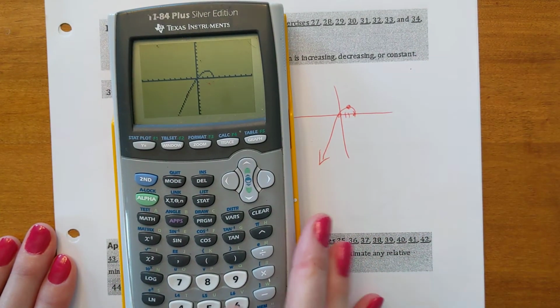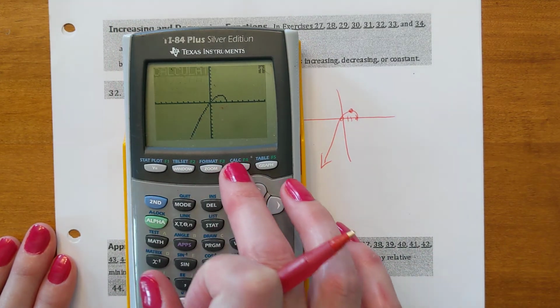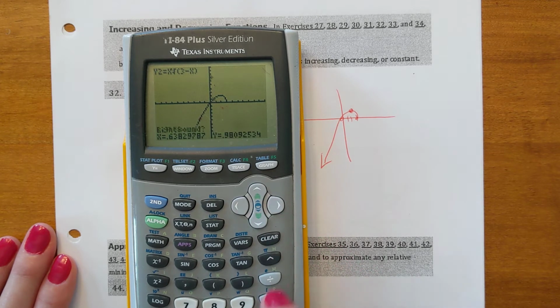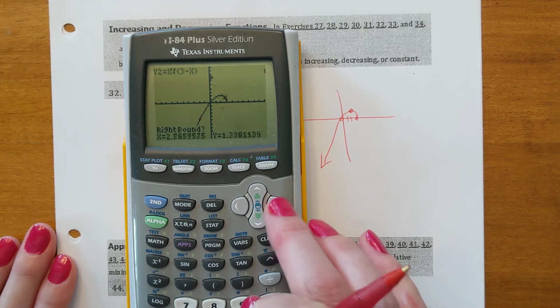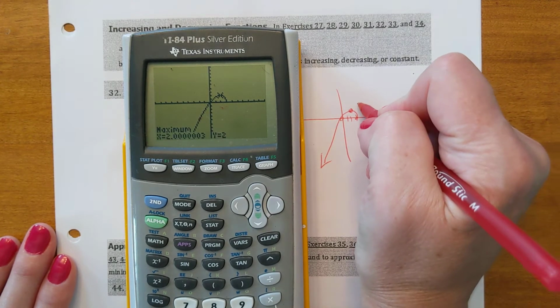And that's a max, because it's at the top of the hill. And then it goes down. So I'm going to hit second, calculate, max. Pick a point to the left of the hill, hit enter, use the arrows to go over the hill, hit enter and enter again. And it tells us our maximum is at the point (2, 2).